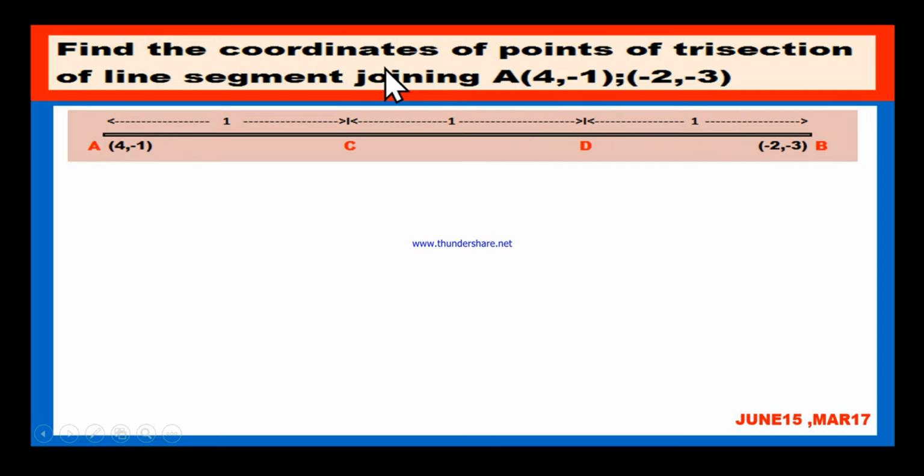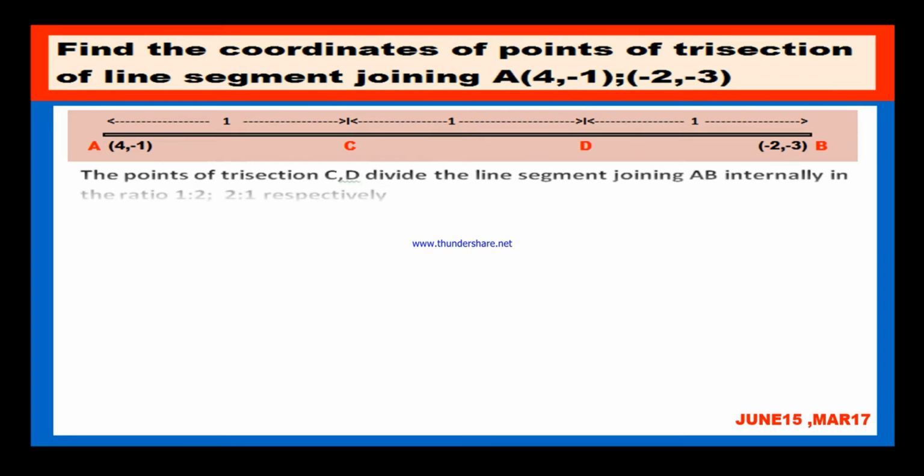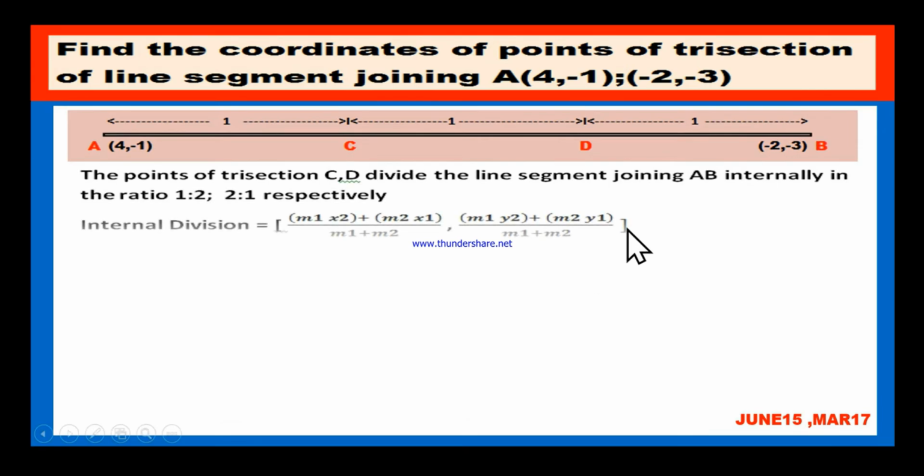Okay. Now, in order to find the points of trisection, we have to find the internal division points. First point may divide AB in the ratio 1:2 and second point may divide AB in the ratio 2:1. Clear? You see, the points of trisection C, D divide the line segment joining AB in the ratio 1:2 and 2:1 respectively.